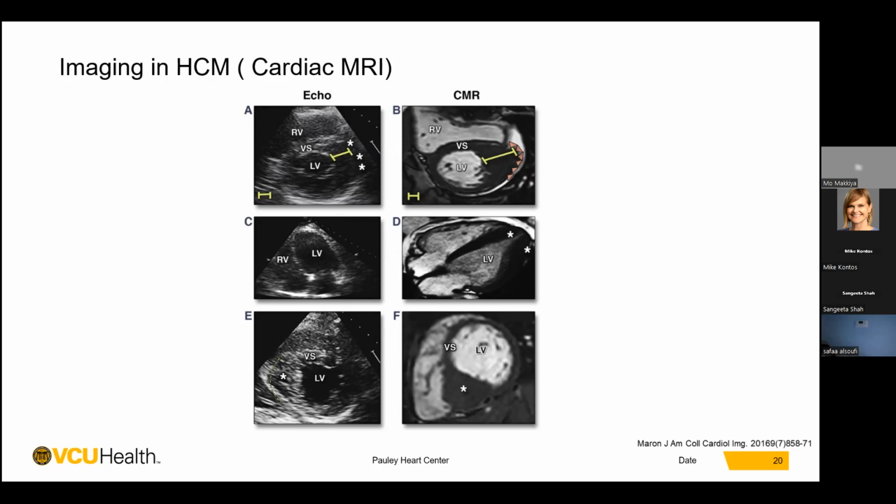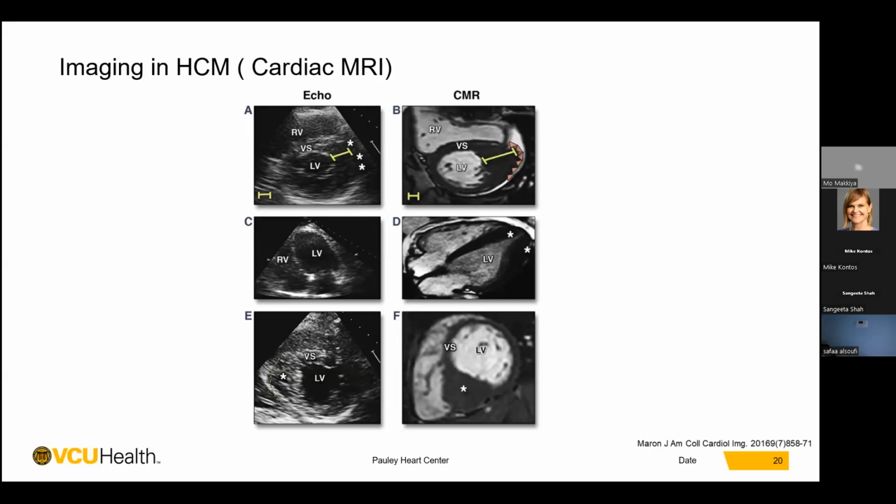And then, like you have in echo, the spatial resolution is not as good, and contrast resolution is not as good in MRI, and you cannot really see, or can sometimes not differentiate, the RV structure from the LV structure. Here we can see some of the advantages of cardiac MRI over echocardiogram in differentiating different phenotypes of HCM that are sometimes underestimated by echo.